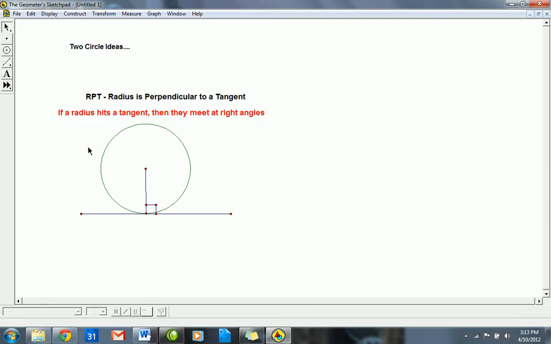Okay, so for any tangent line to a circle, if a radius does in fact hit that tangent, and by hit I mean share this point of tangency in common, then they do so at right angles. Obviously, this radius here doesn't even hit this tangent line, so they're not going to meet at right angles. So there's only one point at which a radius will hit this tangent line, and that's with this particular radius here. Okay. The second idea is called the two-tangent theorem.